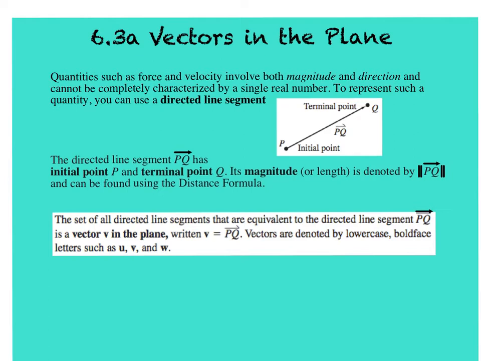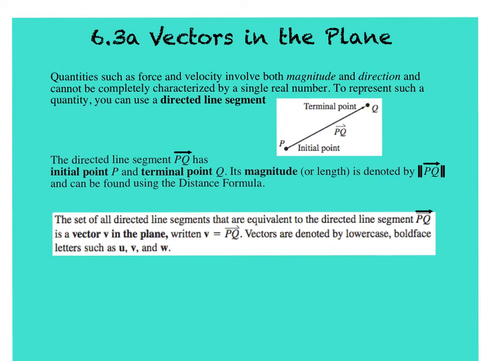All right, so here we go. It's a directed line segment represented by an arrow. It goes from an initial point to a terminal point. That's the direction that it's going. Anybody ever been to an airport? You start at an initial point, and guess where you go? You go to a terminal. That's the direction that you're going.